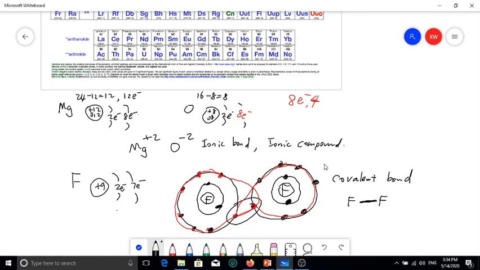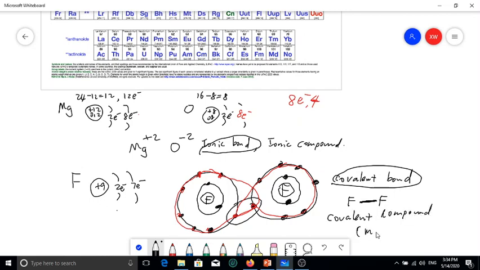So here we're touching base with you guys about 2 basic types of bonds: ionic bond and covalent bond. In other words, we also call this type of compound a covalent compound. It actually has another name, molecular compound. So this is the chemical property of fluorine. It does form covalent bonds with itself.